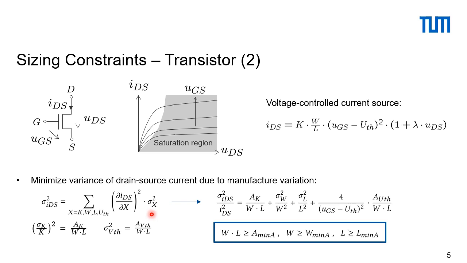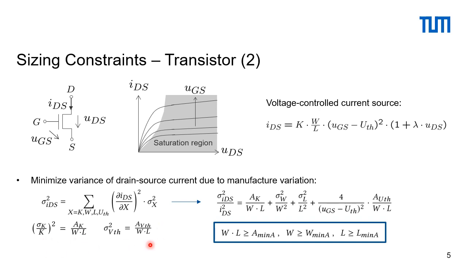And if we take a simple model by linearizing this nonlinear equation with regard to all these four parameters, then this equation tells us that the overall variance of the drain source current, in dependence of these individual variances, is obtained by taking the sum over the sensitivity of the drain source current with regard to the parameter square times the variance, and sum all of these things up.